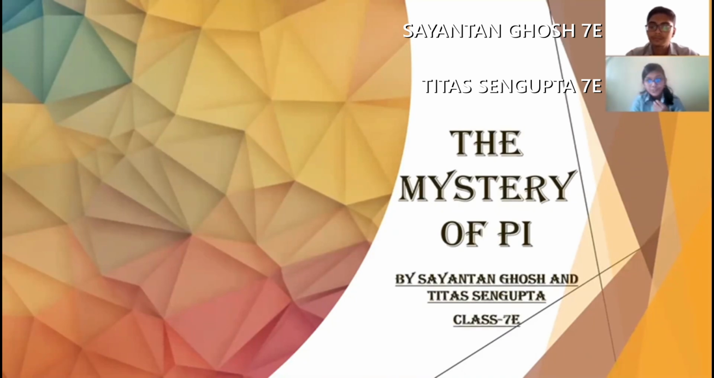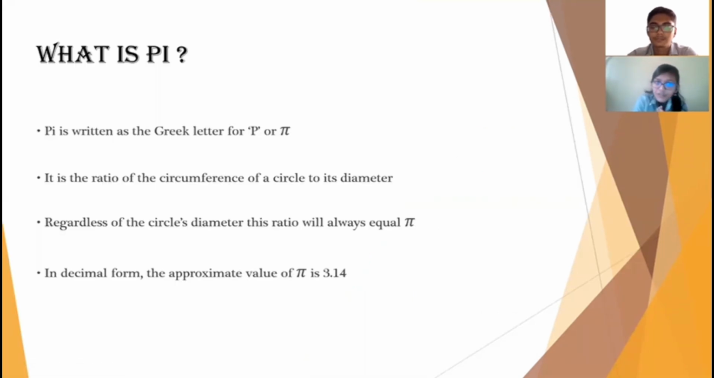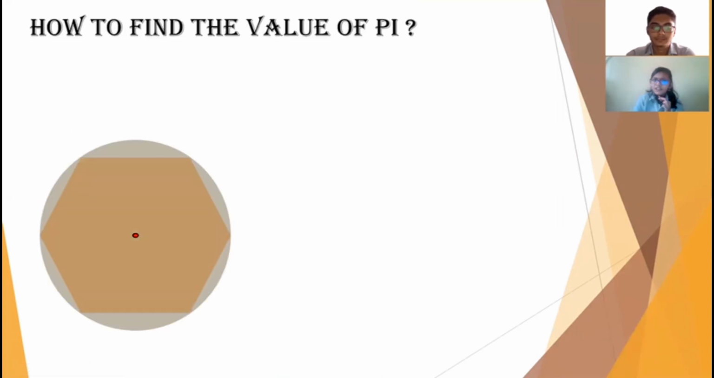Hello everyone. Today, I, Hitash Sengupta from 7A shall explain how to get the value of pi to be approximately 3.14. My classmate Shantan Ghosh will navigate the presentation. This method of finding the value of pi was invented by Archimedes in 250 BC, a Greek mathematician, physicist, engineer, inventor, and astronomer. Here, we can see that a regular hexagon has been drawn inside the circle.